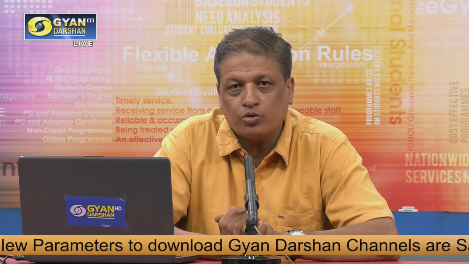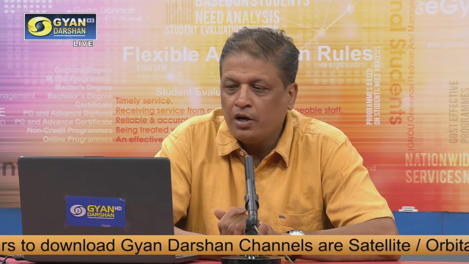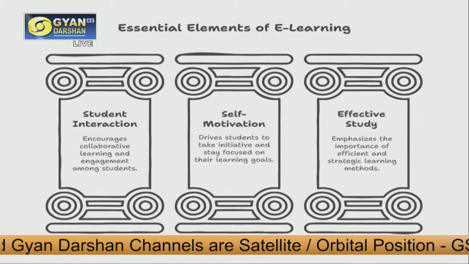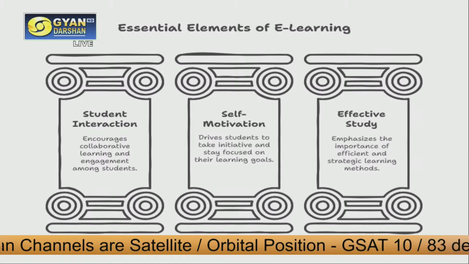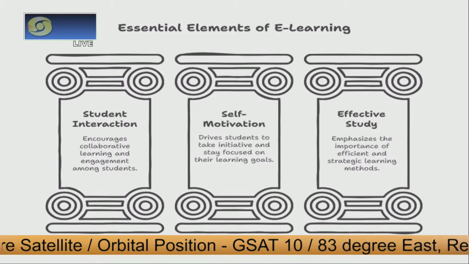So e-learning requires these three essential aspects. That is, student interaction is being facilitated by e-learning. Self-motivation is the prime requirement. Apart from this, e-learning relates to effective study, and it supports it.